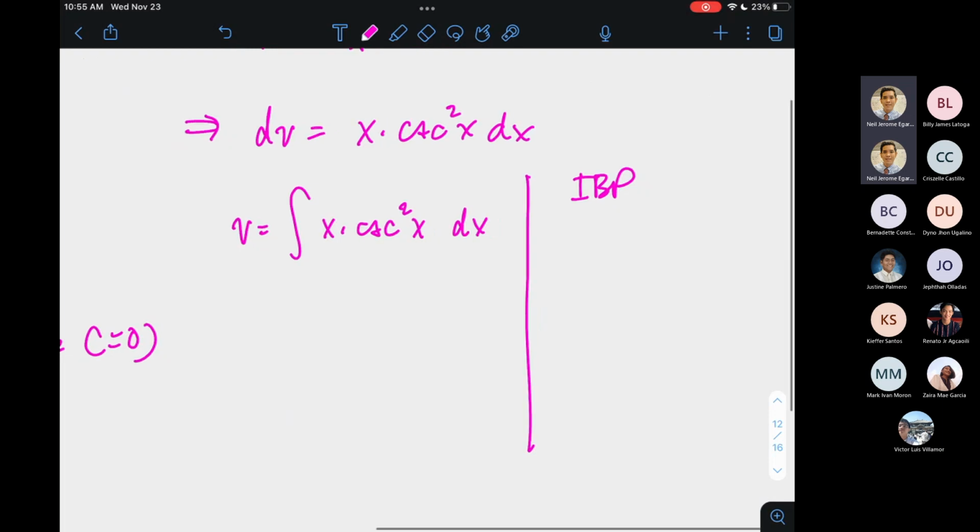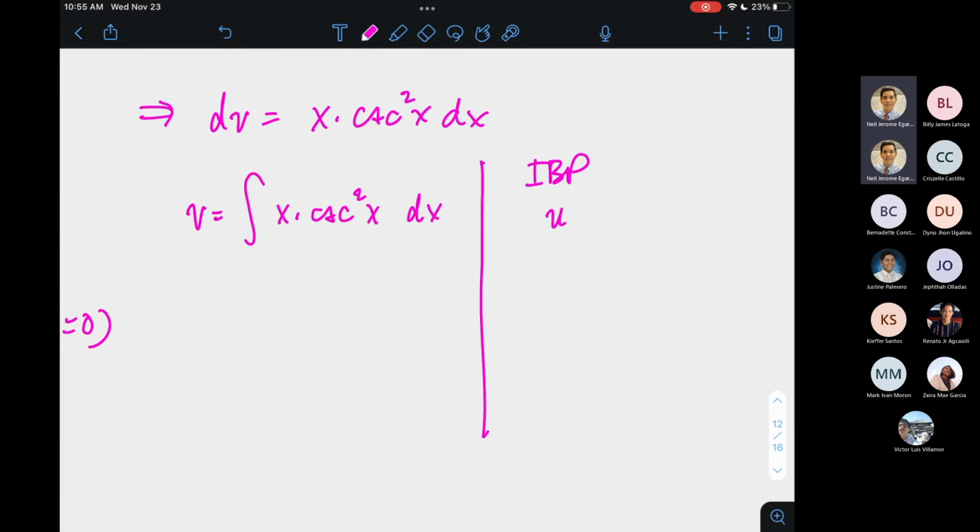Ano? So magta-tabular IBP na lang ako. Ito yung mga U. Ito yung mga V. So ang U ko ay X, yung madaling mag-zero ang derivative. Tapos i-integrate ko naman ay yung V. Alright? So i-differentiate ko lang yung mga U. So I'll have X, derivative niya ay 1, derivative niya ay 0, 0, and so on. Integral ni cosecant squared ay what? Negative cotangent x. Tapos, integral ni negative cotangent ay sine over cosine.